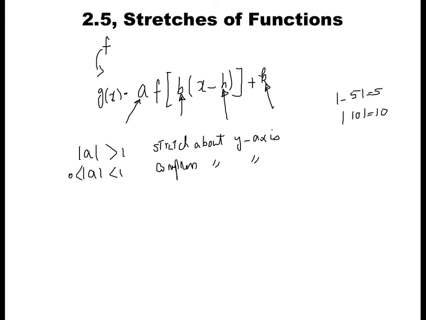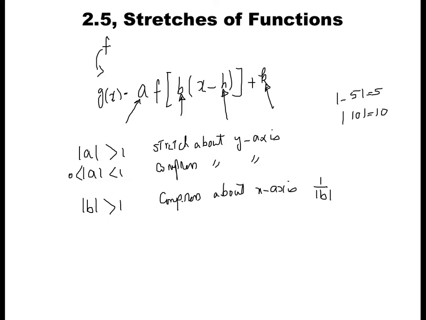For b, we are going to look at b again with absolute value. We are going to say if absolute value of b is greater than 1, then we are going to compress. We are not going to stretch anymore. We are going to compress about the x-axis. But the tricky part comes here about by how much, by what factor. The factor that we are going to compress about the x-axis is 1 over absolute value of b.